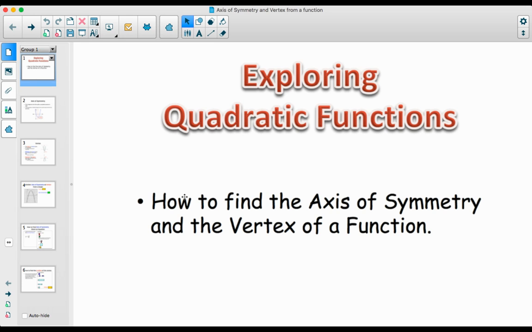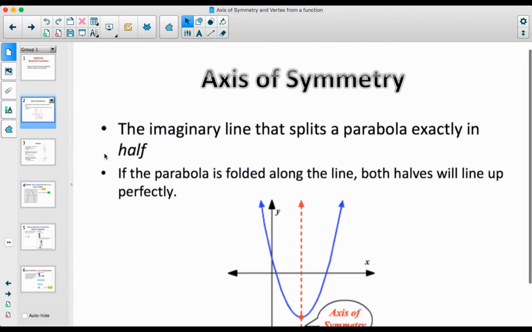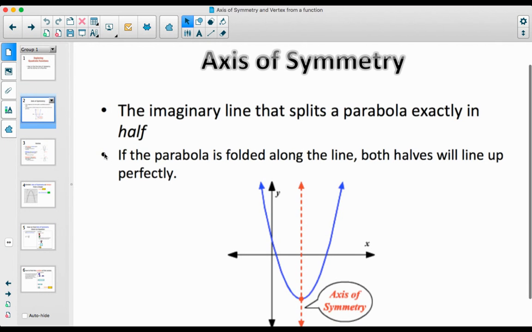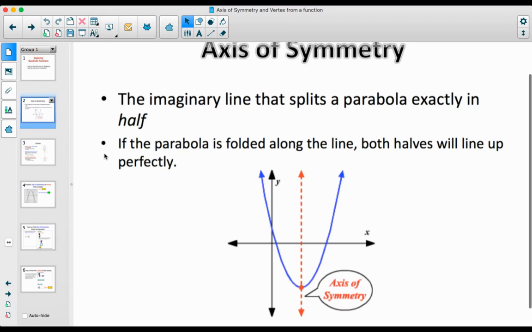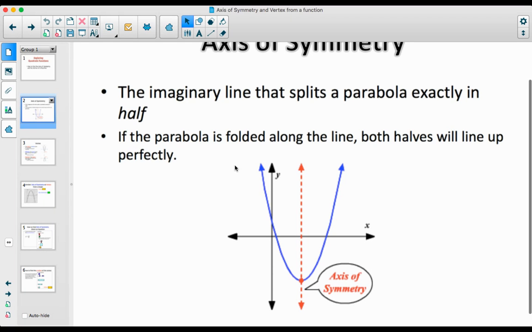All right, so today we're going to do a lesson on how to find the axis of symmetry and the vertex of a function. So last class, we talked about finding the axis of symmetry when you're given a graph. And you guys did a great job of identifying the axis of symmetry on a graph because remember, the axis of symmetry is the imaginary line that splits the parabola exactly in half, so right down the middle.